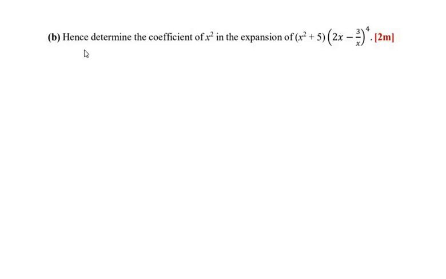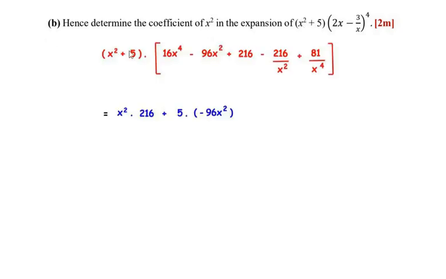Now the B question is, hence determine the coefficient of x square in the expansion of x square plus 5 times 2x minus 3 over x, the whole term raised to the power of 4. Now we have already expanded this bracket, so we have to multiply the terms of this bracket along with this bracket, and when we expand them, we have to get the coefficient of x square. So this is the first bracket given, multiplied with the expansion of the second bracket, which we had got just now. Now we have to multiply them term by term in such a way that we have to get the x square term.